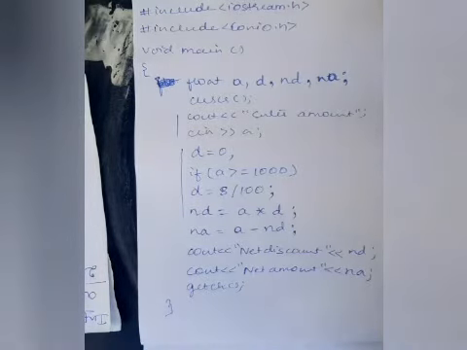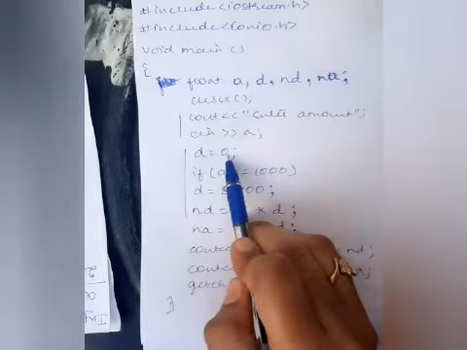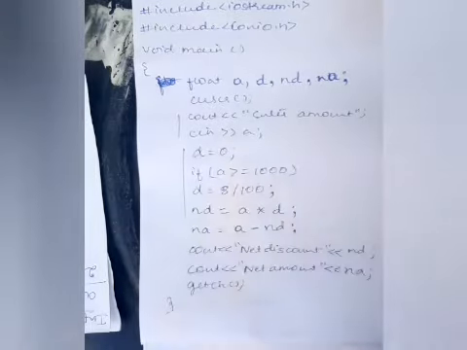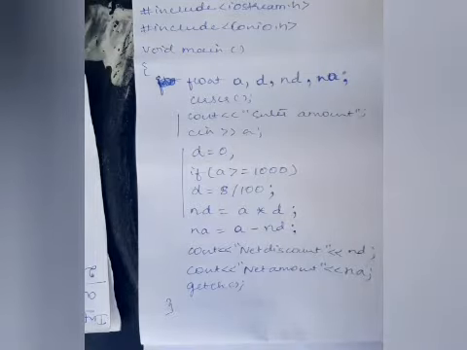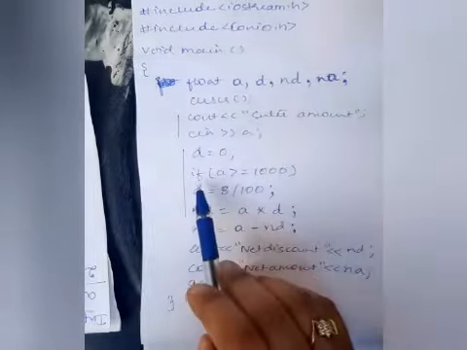So initially the discount will be 0. Hence I have assigned 0 to the discount because we have not yet calculated. Once we have started calculating, then we will get to know some set of values. Fine. Now coming to the condition.